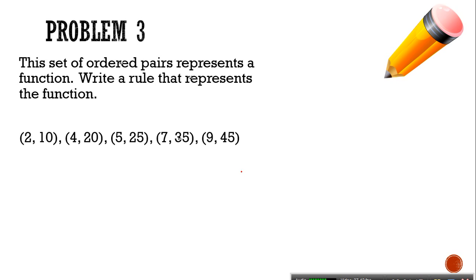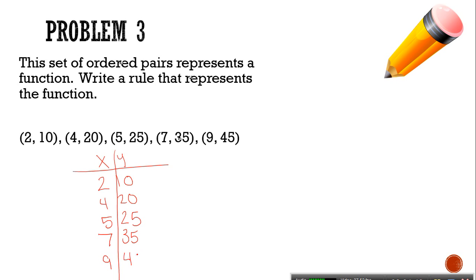So let's take a look at this one. They say this set of ordered pairs represents a function. We don't care if it's linear or not. We just want to see, can we write that rule? So I'm going to first make myself an XY table and fill it in. So I got 2, 10, 4, 20, 5 and 25, 7 and 35, and 9 and 45.